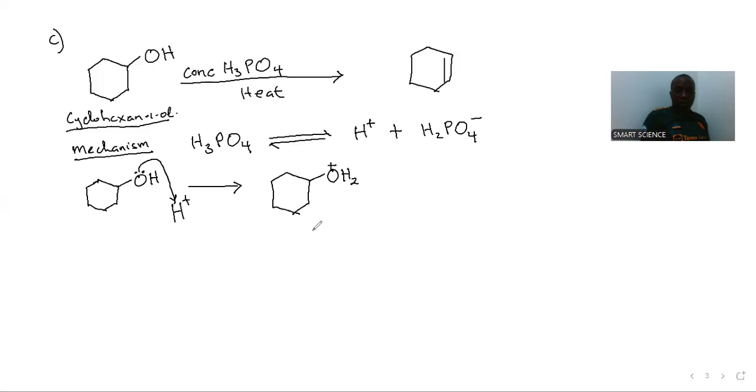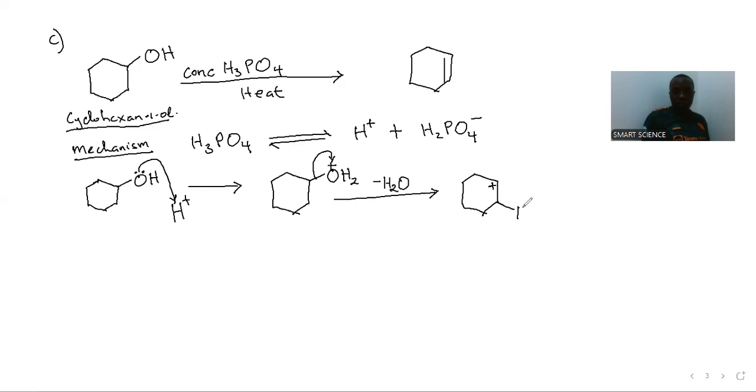Now, when you look at this, it has very many alkyl groups attached to it. So it can lose this water molecule first, a loss of water, before it gets stabilized. So this becomes a carbocation.